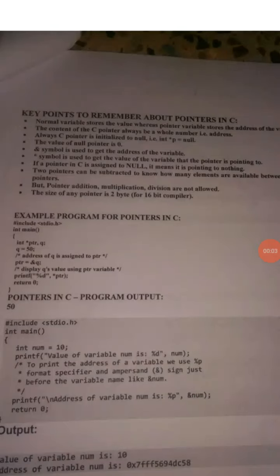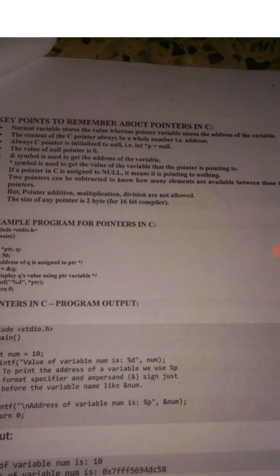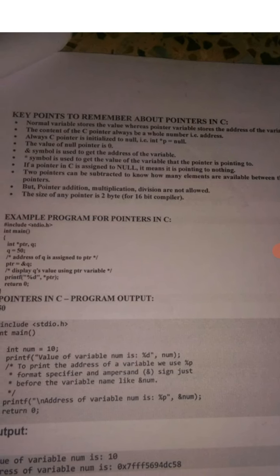Next point is key points to remember about pointers in C. See one by one. A normal variable stores the value, whereas a pointer variable stores the address of the variable.